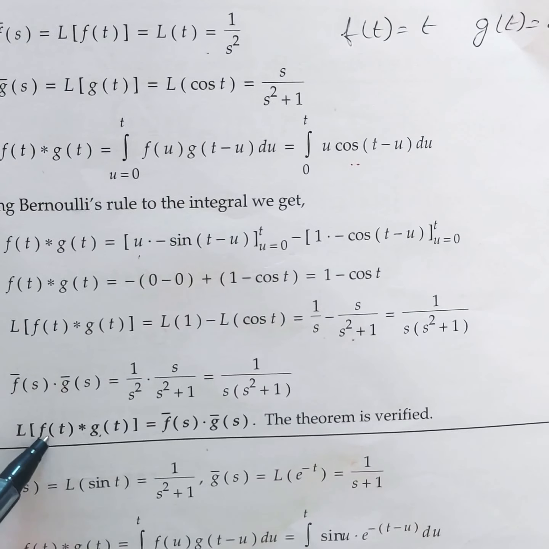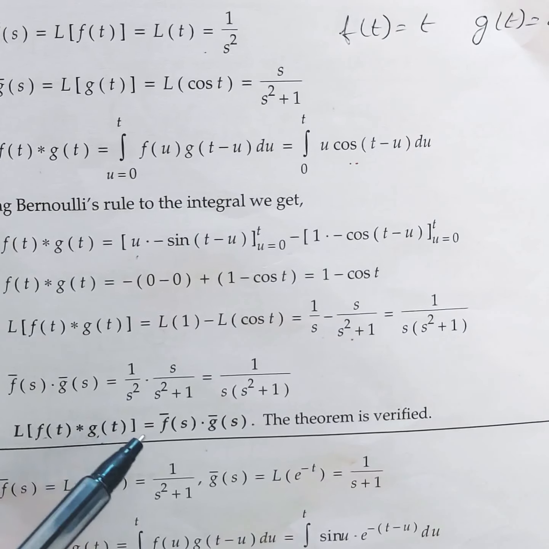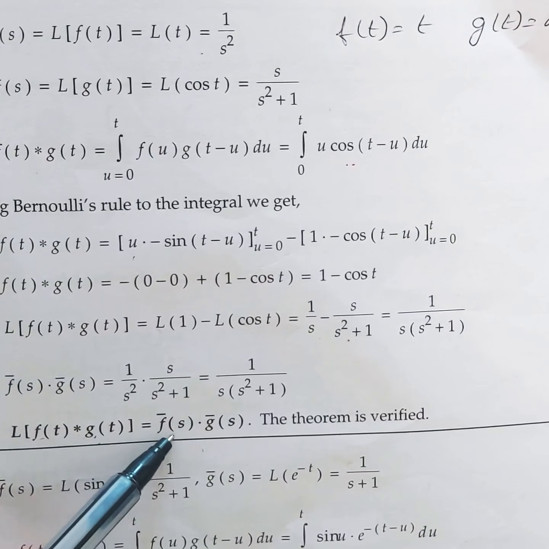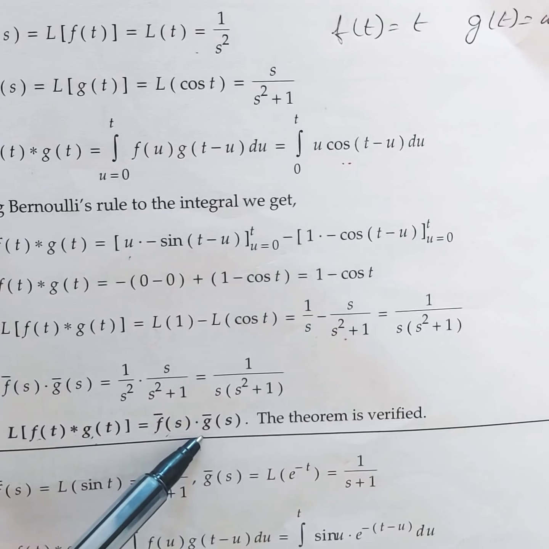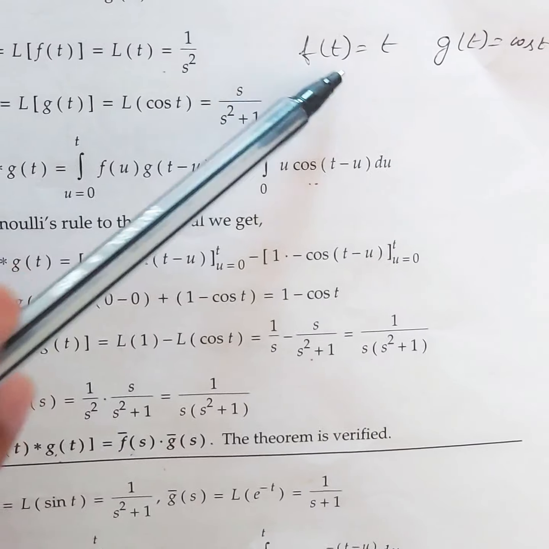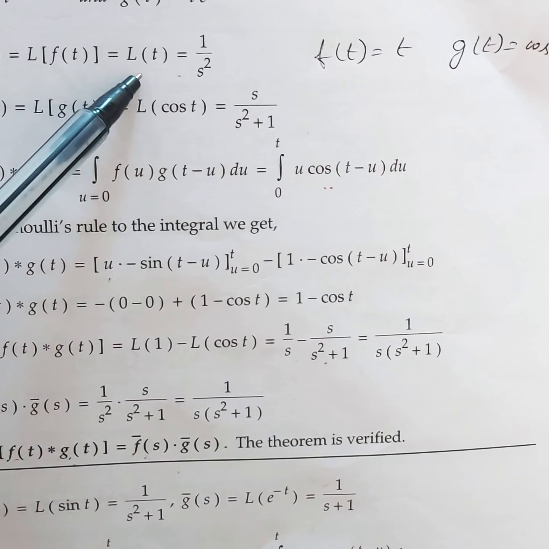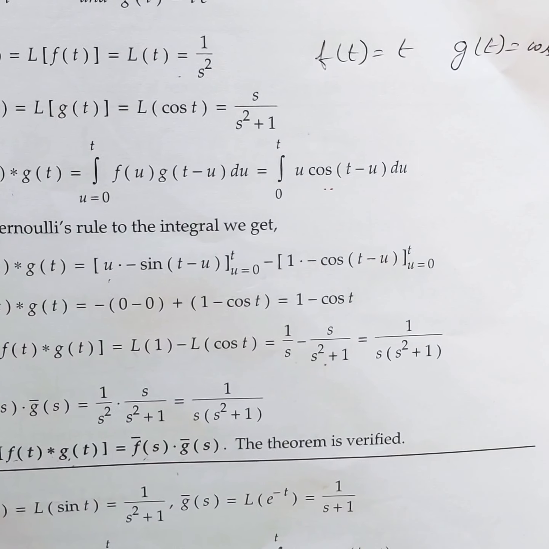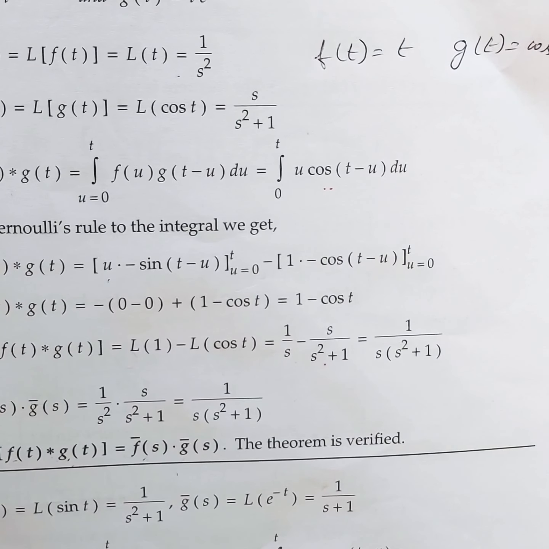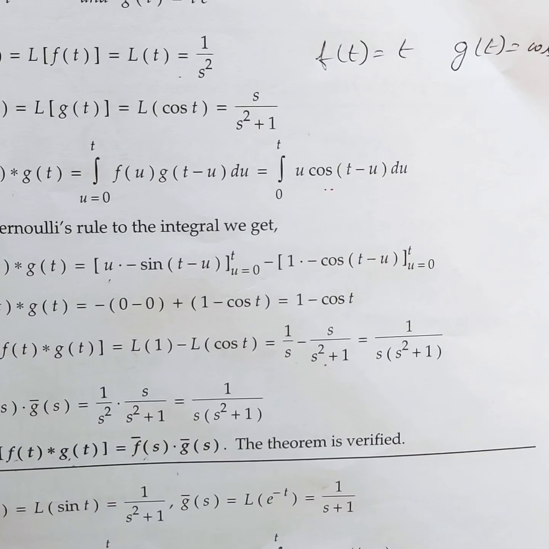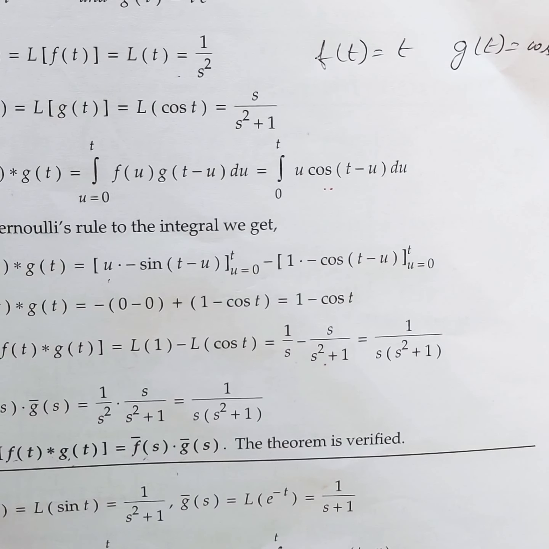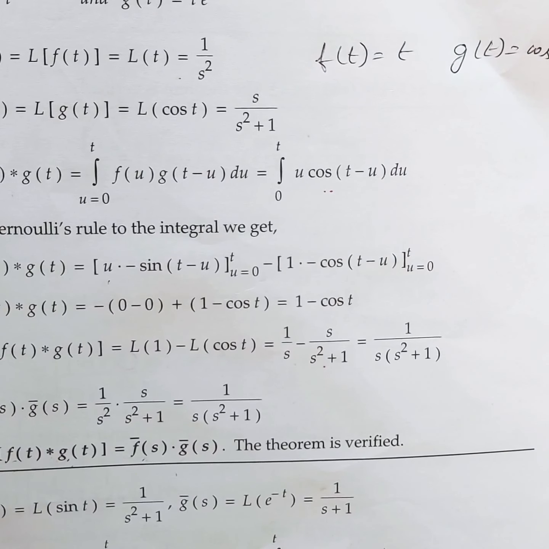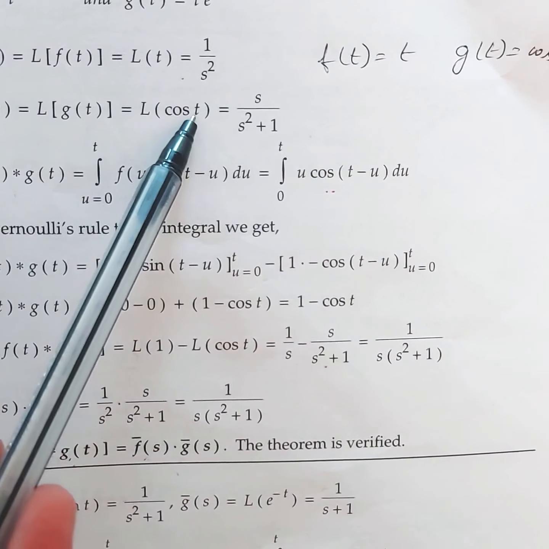What is that? L of f of t star g of t is equal to f bar of s into g bar of s. This is what I have to prove. The right hand side is very easy, finding f bar of s and g bar of s. So f of t is t. What is Laplace of f of t? That is f bar of s, right? So Laplace of t is 1 by s square. Please write down the formula also. What is the formula? Laplace of t power n is equal to n factorial by s power n plus 1, when n is a positive integer. So 1 factorial by s power 1 plus 1, that is why we got 1 by s square.